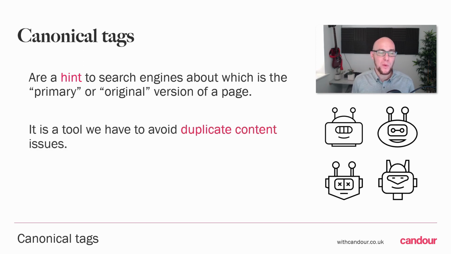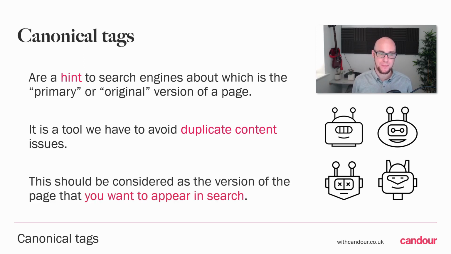So what do we mean when we say they're there to tell search engines which the primary or original version of the page is? The reason is that canonical tags are a tool to avoid duplicate content issues. So we're going to go through some examples of where we might need to highlight which is the primary or original version of a page. The easiest way to think about it is the canonical tag tells Google and other search engines which version of the page we want to appear in the search results. So that's always worth bearing in mind.